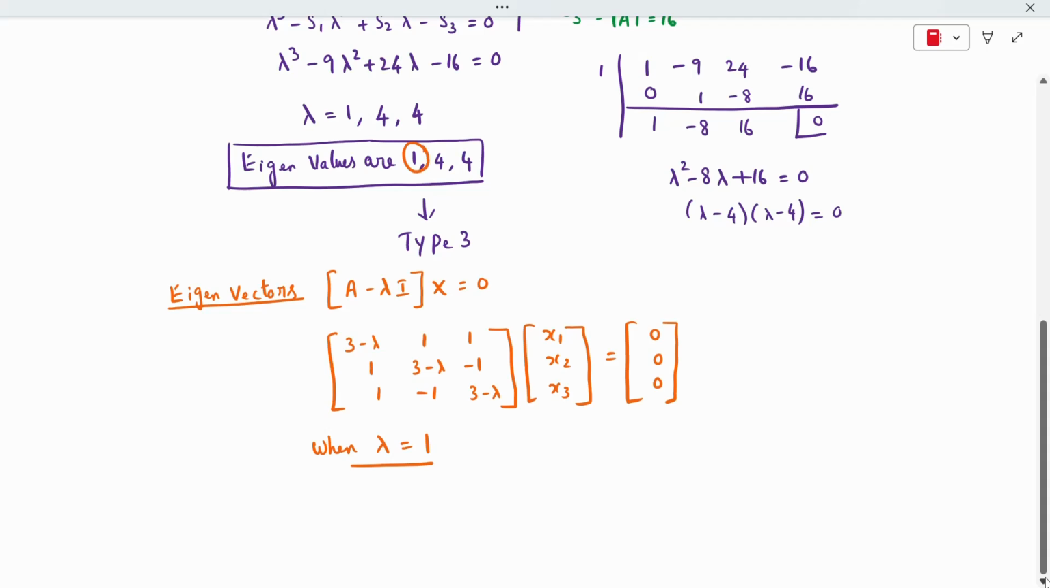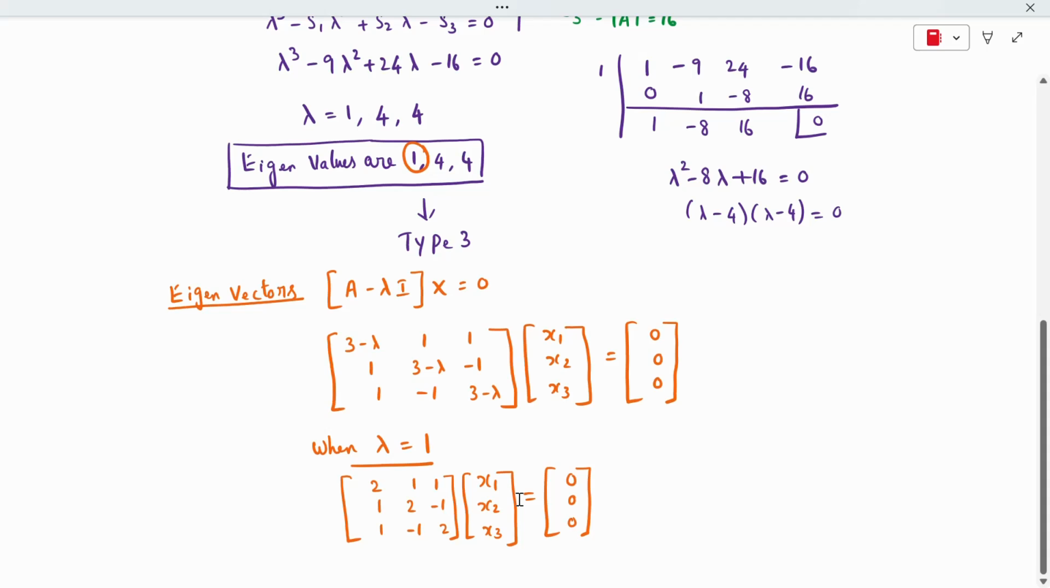Now for the non-repeated eigenvalue, lambda equal to 1. For lambda equal to 1, we are going to first find the eigenvector. Substituting 1 in this, it is nothing but the matrix (2 1 1), (1 2 minus 1), (1 minus 1 2). So there are three sets of equations, but take only two sets of equations. By using the cross multiplication rule, we are going to find the eigenvector.